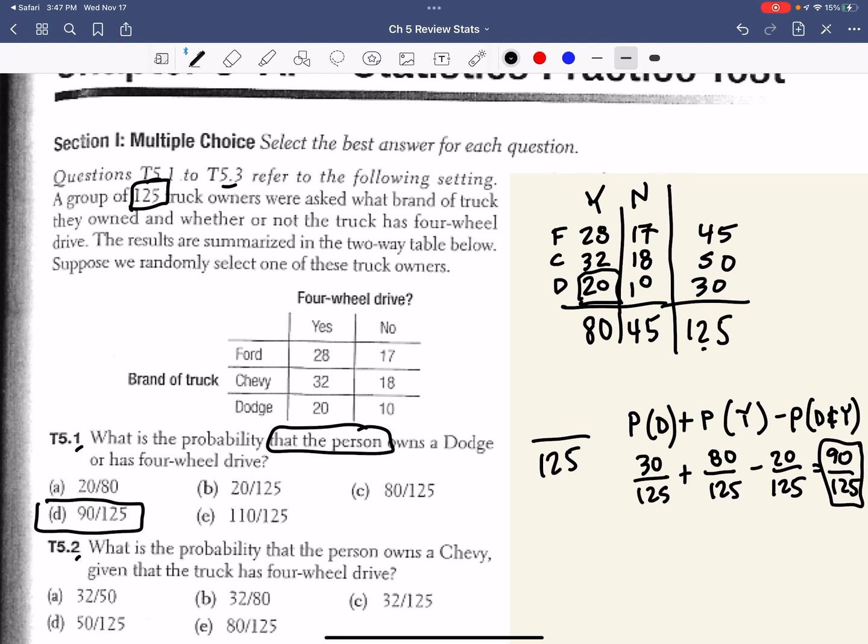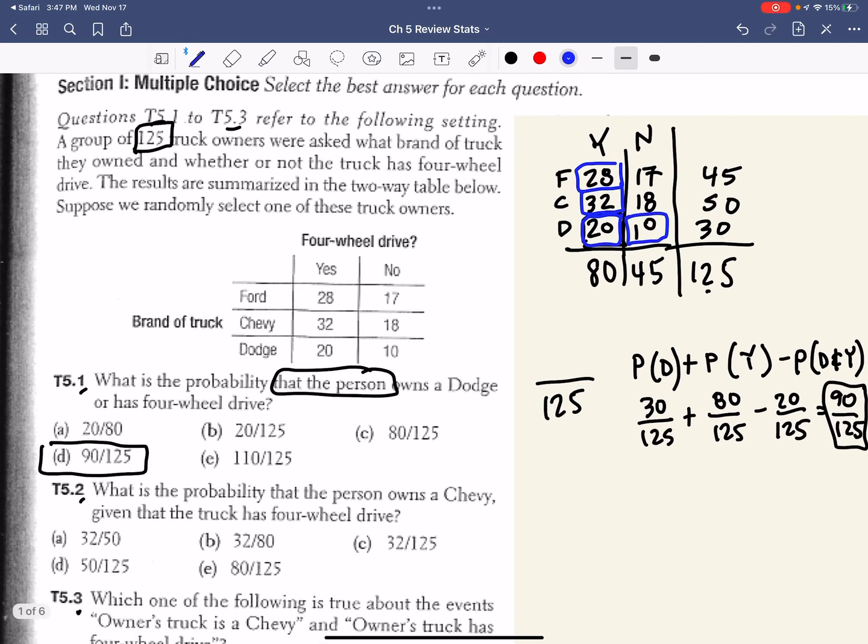How would I do it? I typically think of it as people. So these said, yep, four-wheel drive, yep, four-wheel drive, yep, four-wheel drive. These people said, yep, Dodge. So those are all the people that said four-wheel drive or Dodge. So I typically would add up those and you get the same answer. I do it that way because I don't have to memorize any kind of formula.